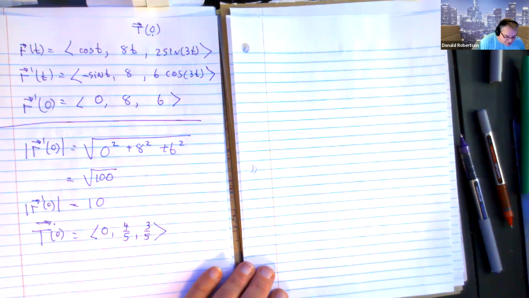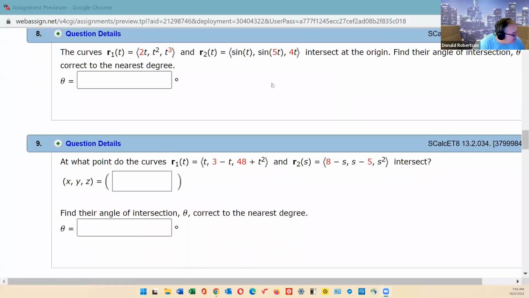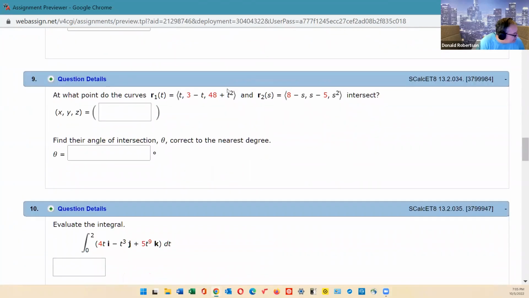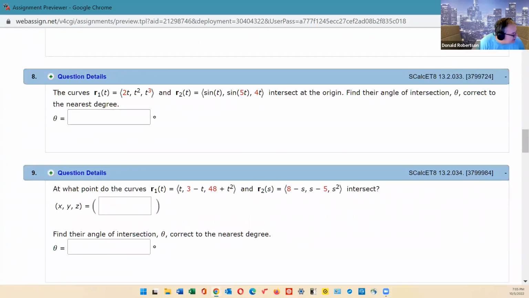Let's show you the last piece of the puzzle. Here are 2 questions in your homework. This is question 8. Shrink that a little bit so you can see the whole thing. Here is question 8, and if you look, you can see question 9. And you have a curve called R1, and you have a second curve called R2, and they intersect at the origin. And you're being asked to find out the angle of intersection.